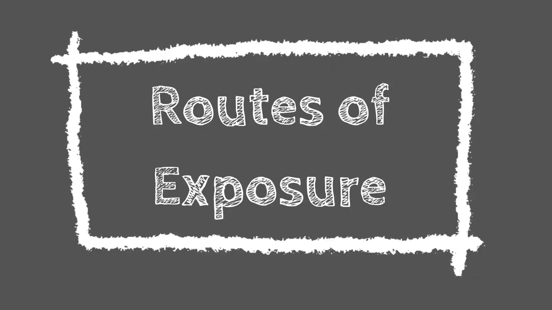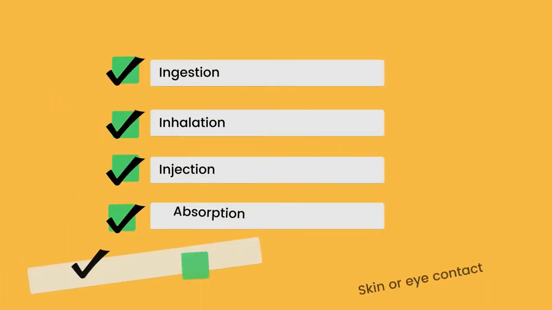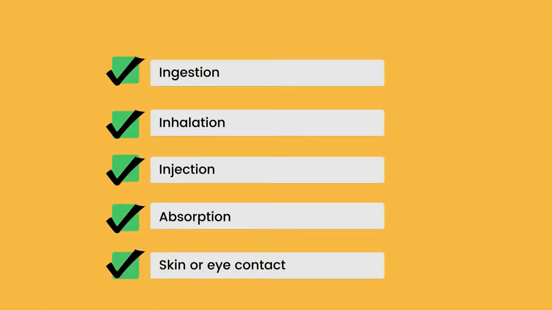Routes of exposure. Routes of exposure are the ways people or other living organisms come into contact with a hazardous substance. Exposure to chemicals may occur by the following routes: ingestion, inhalation, injection, absorption, skin or eye contact.